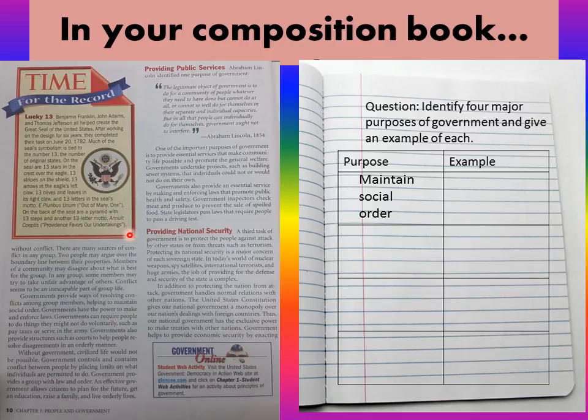There are many sources of conflict in any group. Two people may argue over the boundary line between their properties. Members of a community may disagree about what is best for the group. In any group, some members may try to take unfair advantage of others. Conflict seems to be an inescapable part of group life. We still don't have our answer yet. We still don't have an example because this is just talking about the reasons that we need to maintain social order. Here's what we got. Governments provide ways of resolving conflicts among group members, hoping to maintain social order.